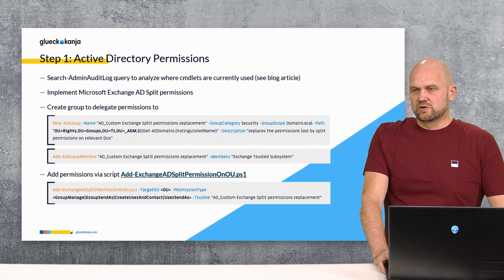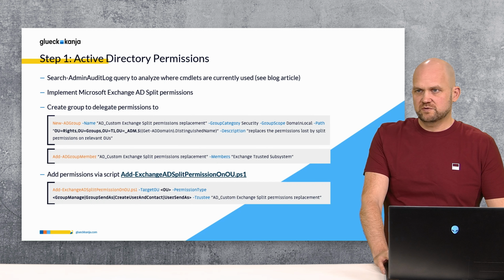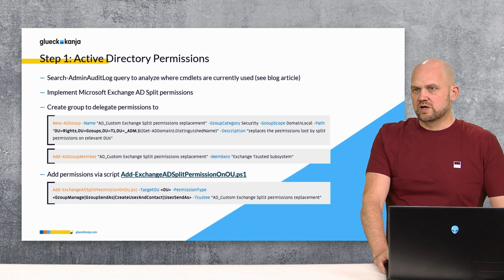And for the granting of the permissions within Active Directory, I've created a script that is available on the Glück & Kanja GitHub page for download, where you can then delegate the needed type of permissions on the OUs where you need them, so the commandlets are able to do the changes in Active Directory again.